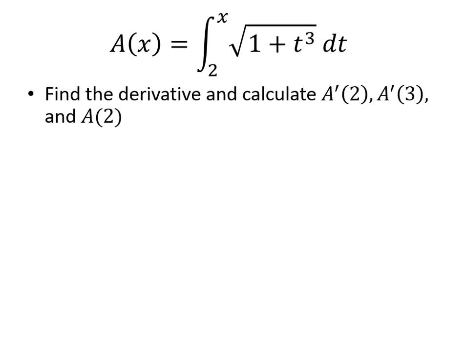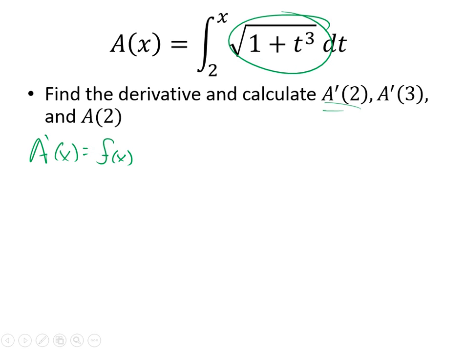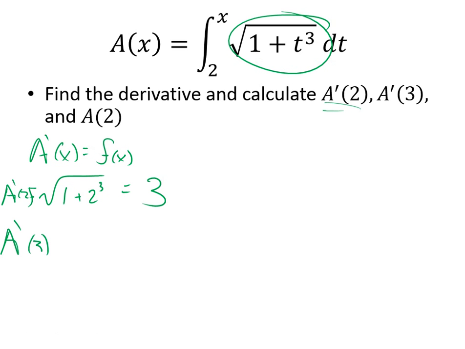So A prime of 2. Remember, A prime of x is just f of x, just the function on the inside. So A prime of 2 is the square root of 1 plus 2 cubed, which gets us the square root of 9, which is 3. That is our A prime of 2. Now A prime of 3, we just take the function and plug in 3. 3 cubed is 27, plus 1 is 28, so the square root of 28. That could probably be simplified, but it's the square root of 28.